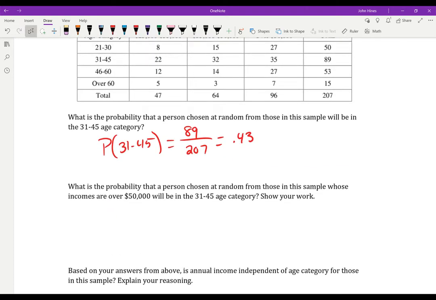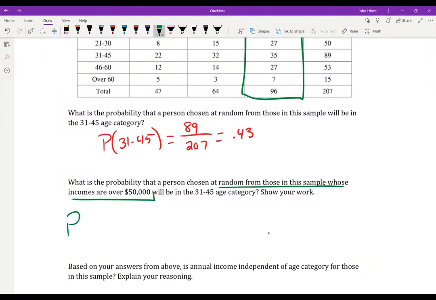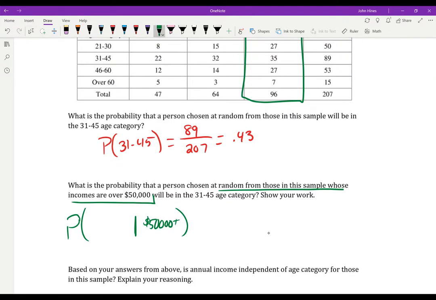What is the probability that a person chosen at random from this sample whose incomes are over 50,000 will be in the 31 to 45 age category? Let's break this down. What is the probability that a person chosen at random from this sample whose incomes are over 50,000? I'm only picking people from this column. That's a condition I was given: they make $50,000 plus. What is the probability that the person will be in the 31 to 45 age category? That's what I'm actually finding the probability of.